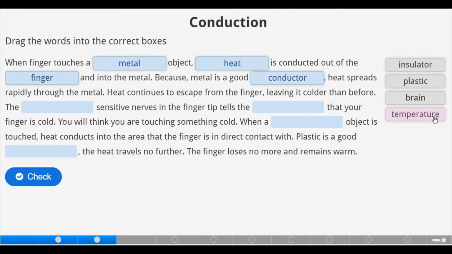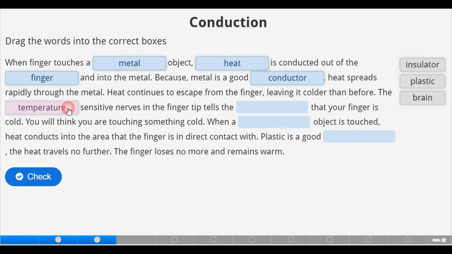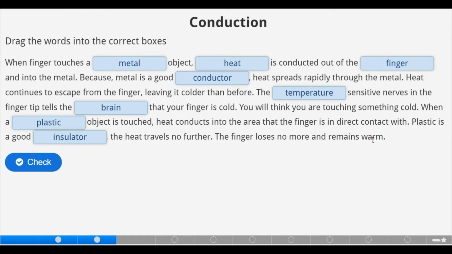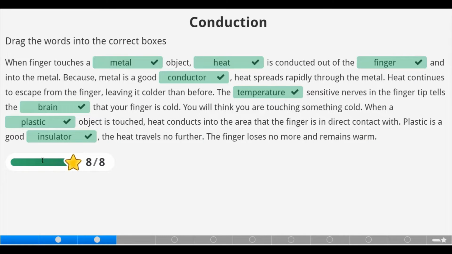The temperature sensitive nerves in the fingertip tell the brain that your finger is cold. You will think you are touching something cold. When a plastic object is touched, heat conducts into the area that the finger is in direct contact with. Plastic is a good insulator. The heat travels no further. The finger loses no more and remains warm. Let's check. That's correct.